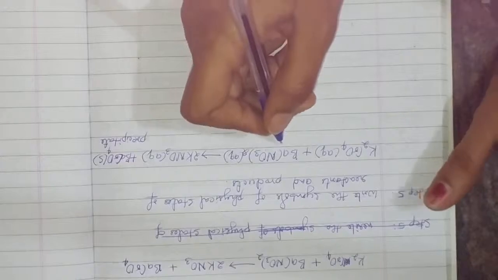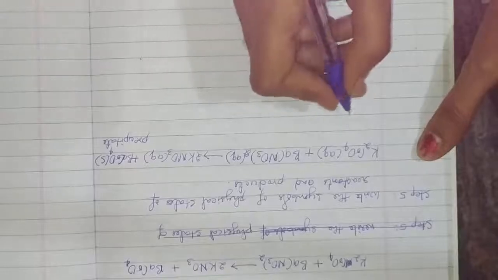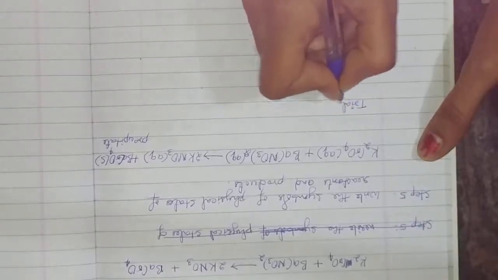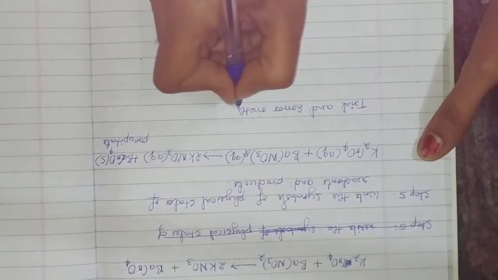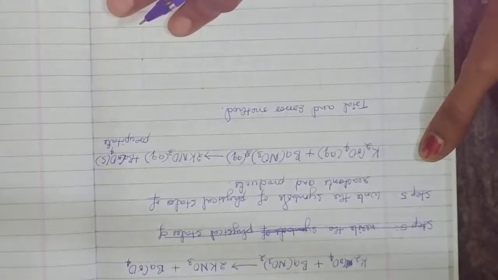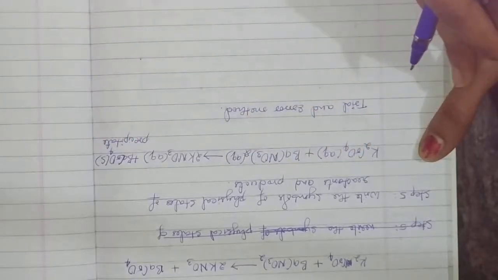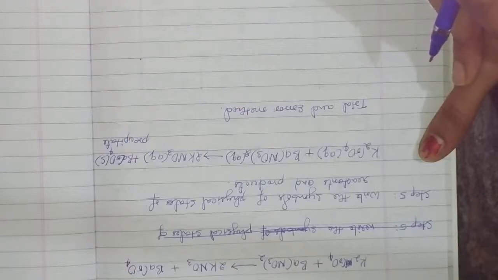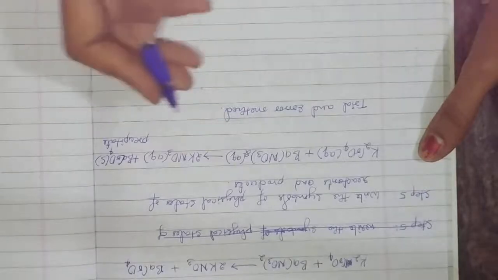Like this we have to balance the chemical equation. This method of balancing the chemical equation is known as the trial and error method, because here we are roughly multiplying the chemical formulae with numbers to equalize the number of atoms in the reactant and product side. Therefore, this method is known as the trial and error method.